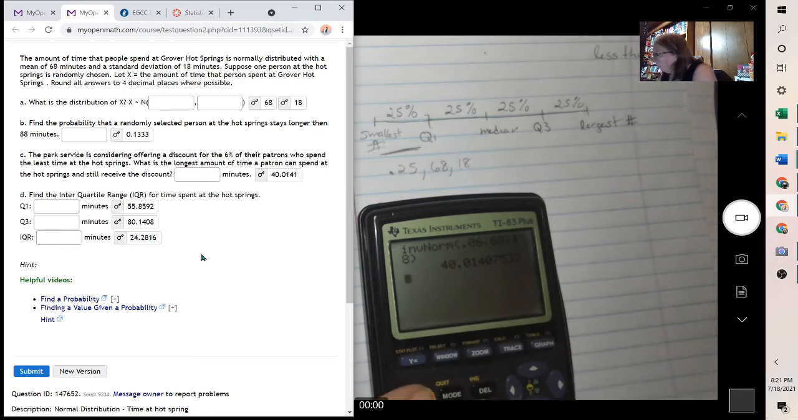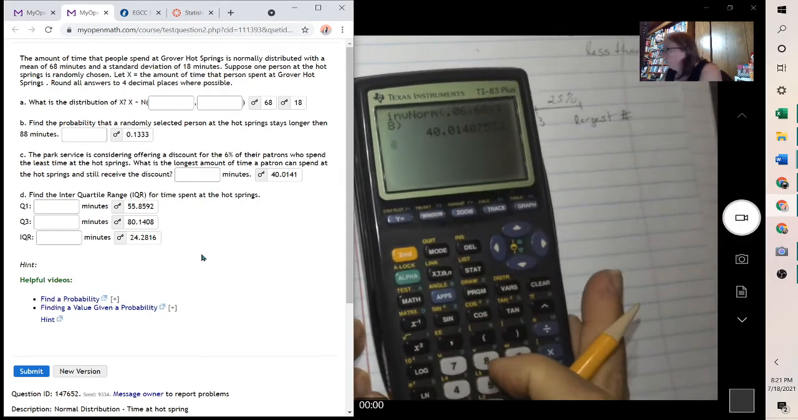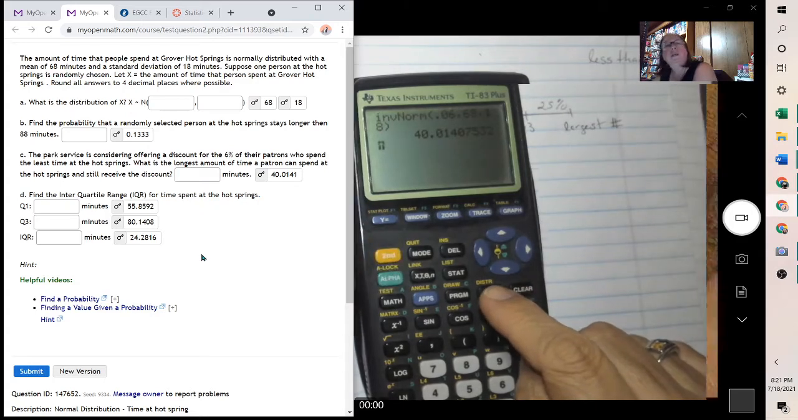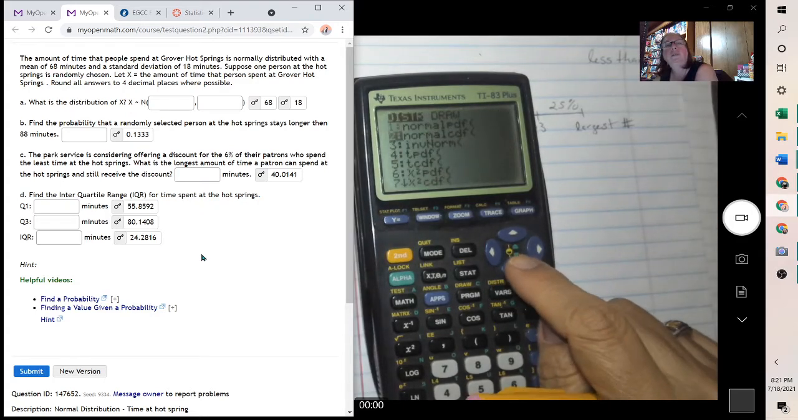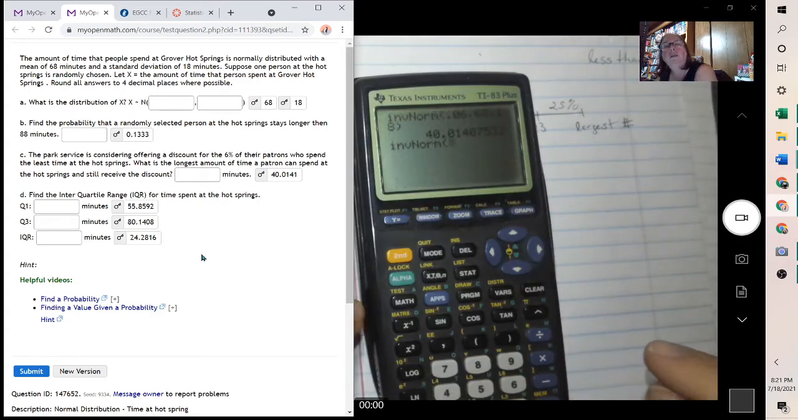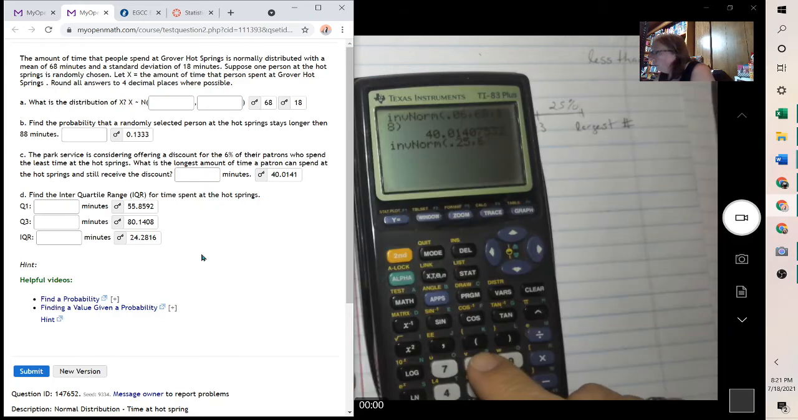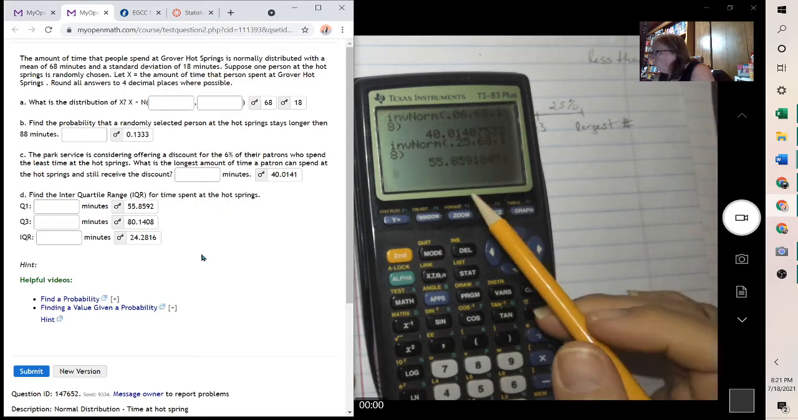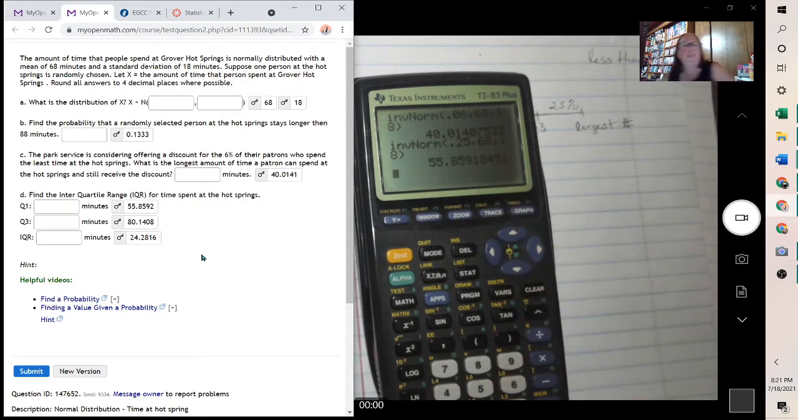So, we'll just go back in. Second, distribute, go down to inverse norm. For the first quartile, that's 25% of the data is below it, comma, the mean, which was 68, comma, the standard deviation. So 55.859 right here.